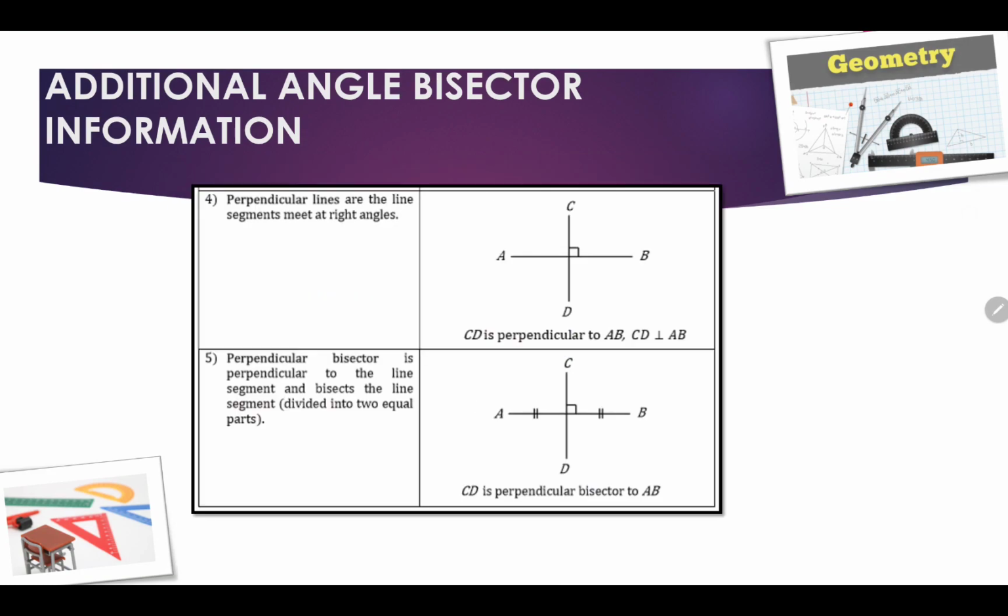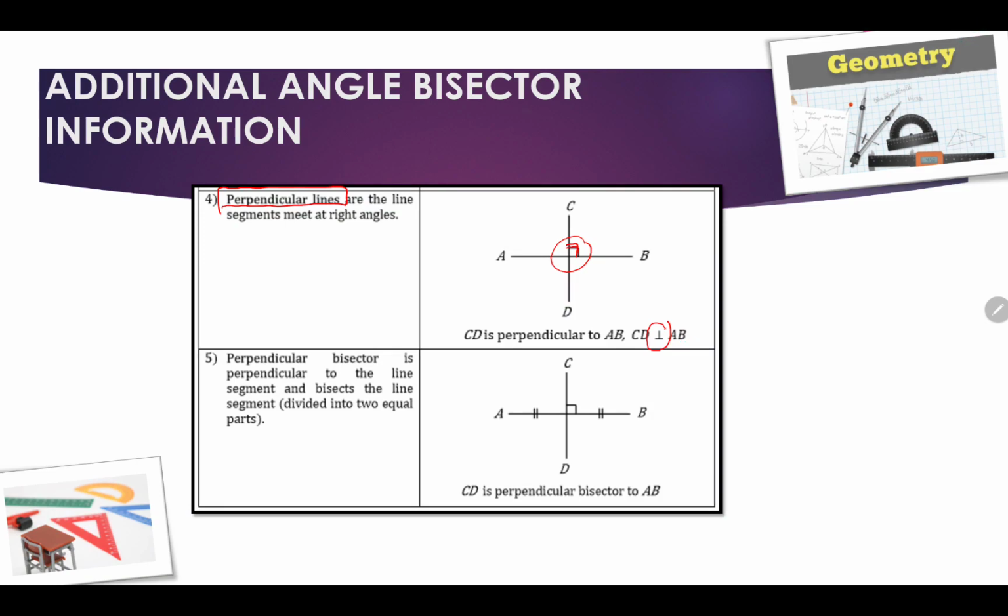Okay, number 4, perpendicular lines. Perpendicular lines are line segments that meet at a right angle. So we have here line segment CD and line segment AB that meet at a right angle here. So kita boleh kata dia perpendicular. This is the notation for perpendicular: CD perpendicular to AB.